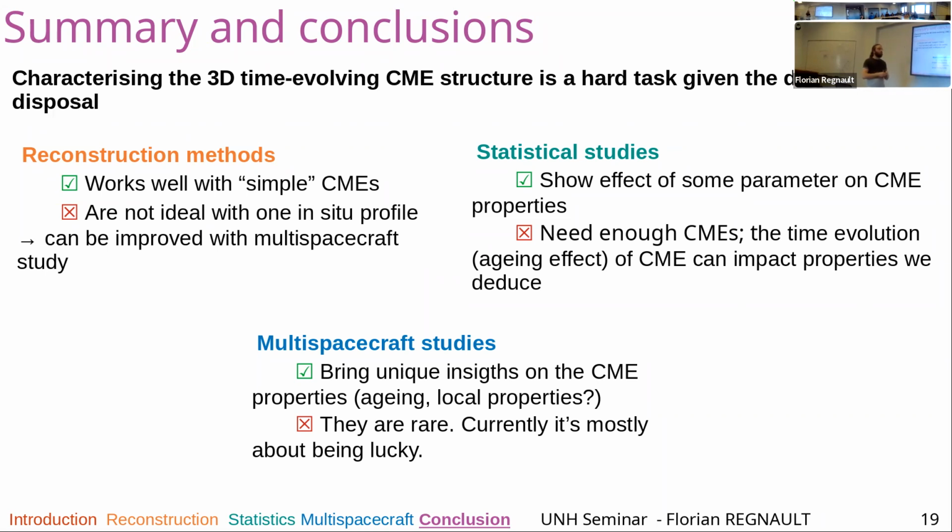Even just finding conjunctions, where you don't need to have both spacecraft inside the CME at the same time, is quite rare. And right now, when we have data to do a multi-spacecraft study, we're just being lucky. This is why there is a strong call from the heliospheric or CME community for a space mission dedicated to the study of CMEs, with multi-spacecraft so that we can, on a regular basis, have CMEs with multi-spacecraft measurements.